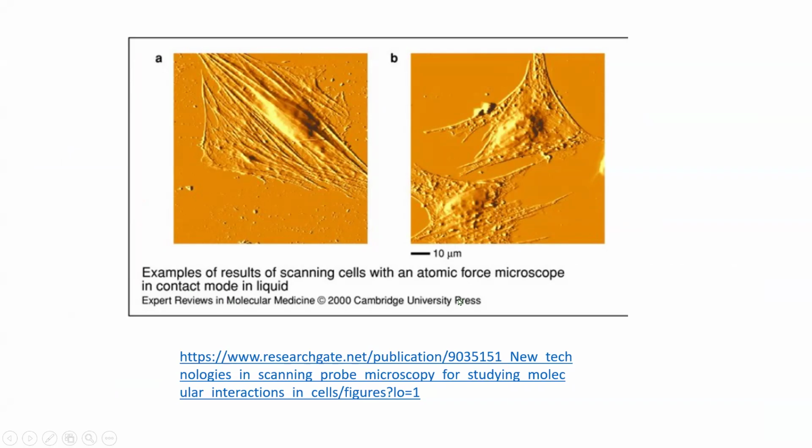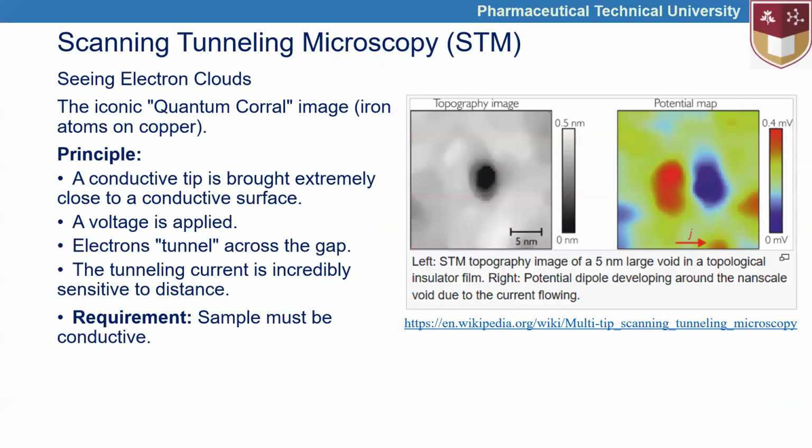Here is an example of atomic force microscopy, by going to this website on ResearchGate. You can read the whole paper, or you can see other figures of that photo. Here we can see a 3D structure of one example. Examples of results of scanning cells. I don't know what kind of cell it is. So here we can see the 3D structure of one type of cell.